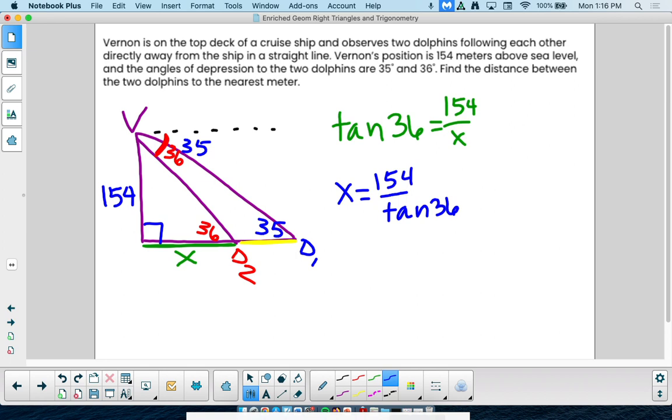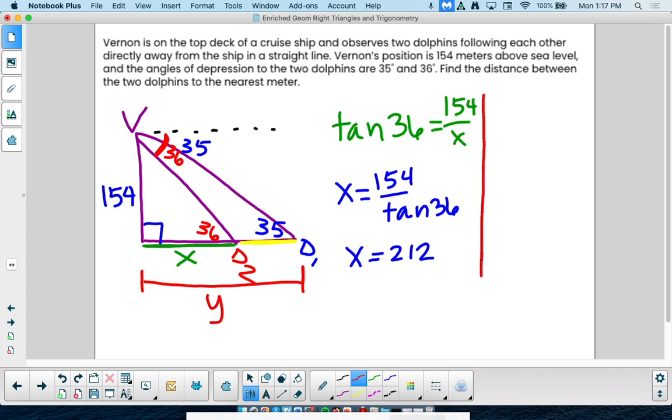212. I think that sounds familiar. Are you guys okay with 212? Yeah. Okay, so that was for x. Now let's find this bigger bottom one. I'm going to call it y. Now you're looking at the big triangle, right? Can we agree it's still tangent? This time it's going to be tangent of 35 equals 154 over y.